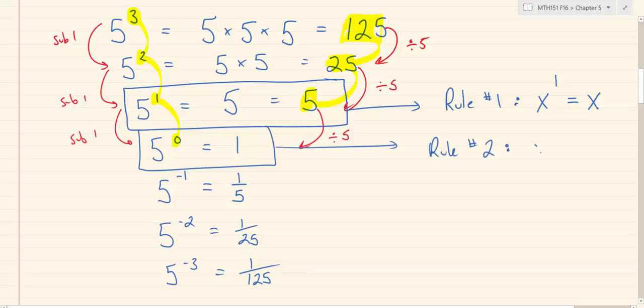Rule number 2, anything to the 0 power is equal to 1. And again, no matter what numbers you pick, if you make this table and follow the rules, it'll always turn out that that number to the 0 power is equal to 1.